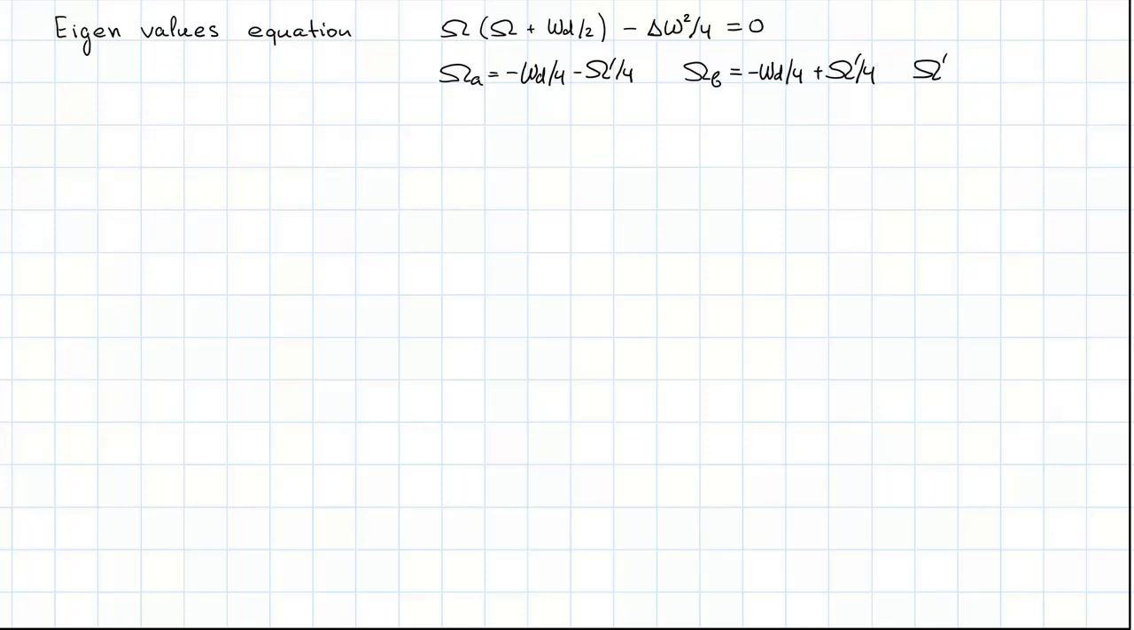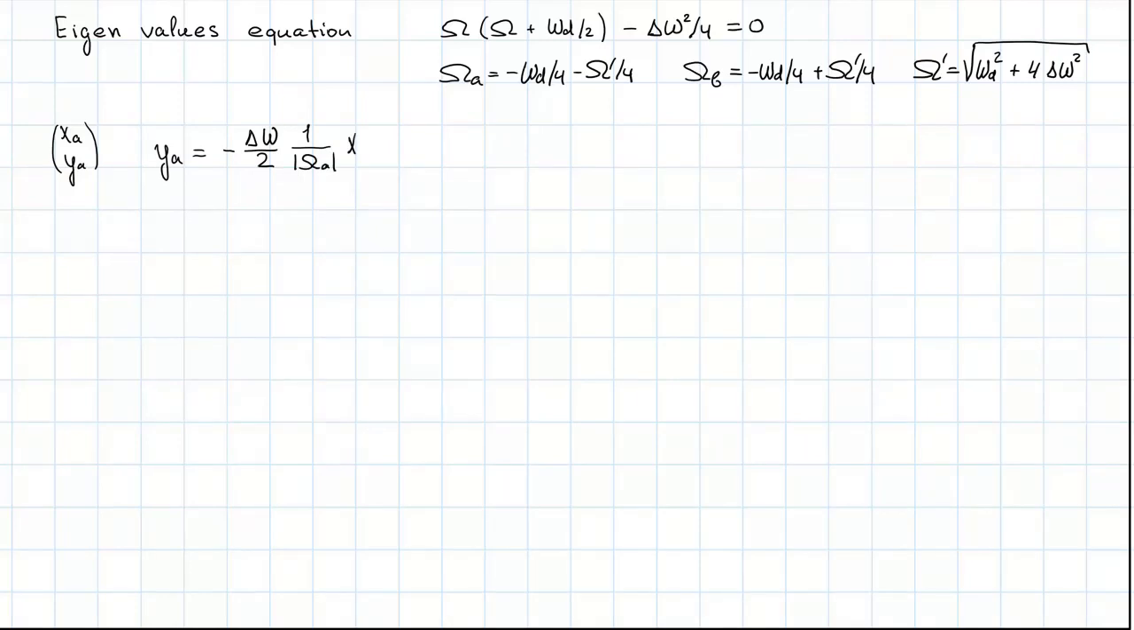Here I introduced a new variable omega stroke, which is the square root of omega d squared plus 4 delta omega squared. Now, in order to determine parameters xa and ya, which correspond to the eigenvalue omega a, we insert omega a in the system of two linear equations shown above. Such steps give us basically one relation: ya is equal to minus delta omega divided by 2, one over the absolute value of omega a, multiplied by xa.